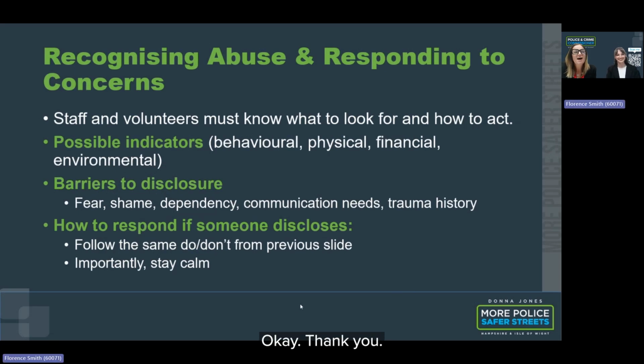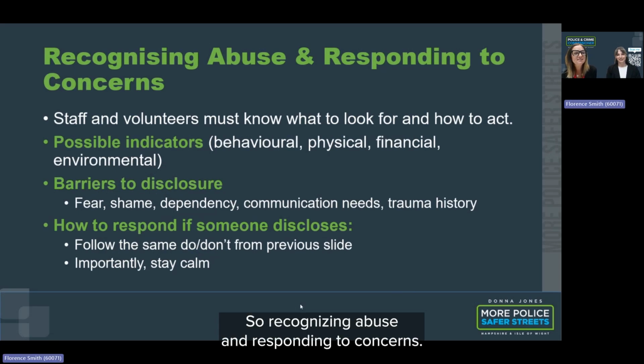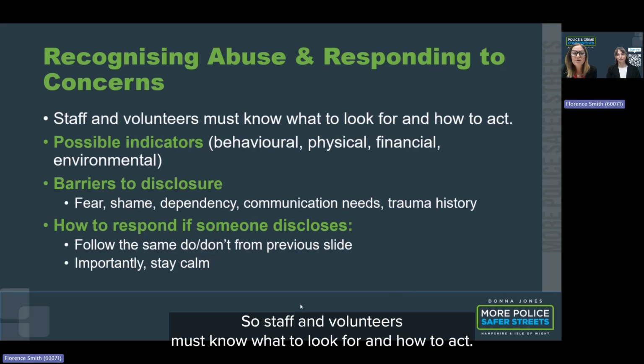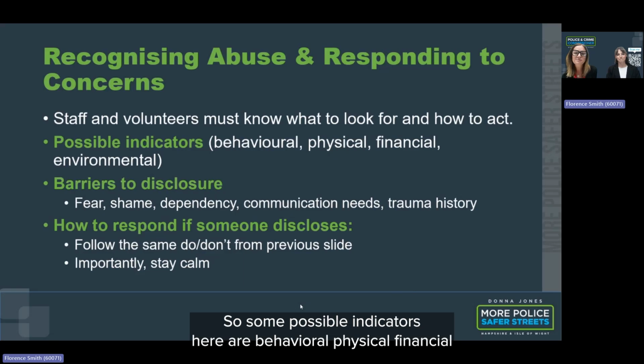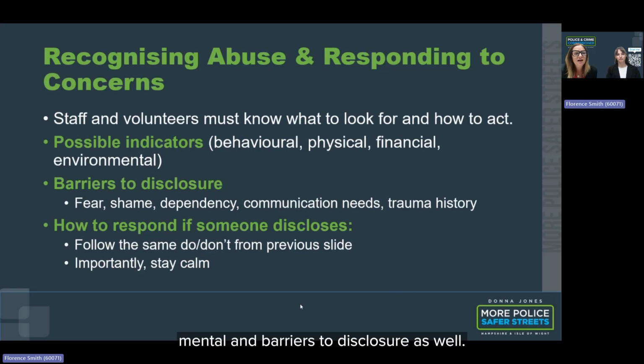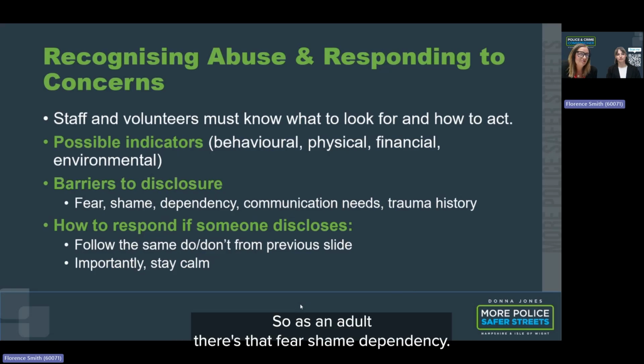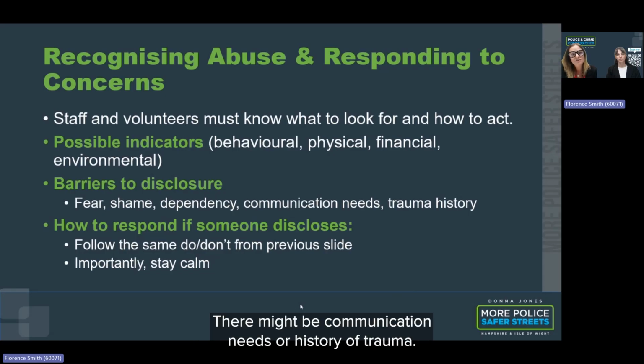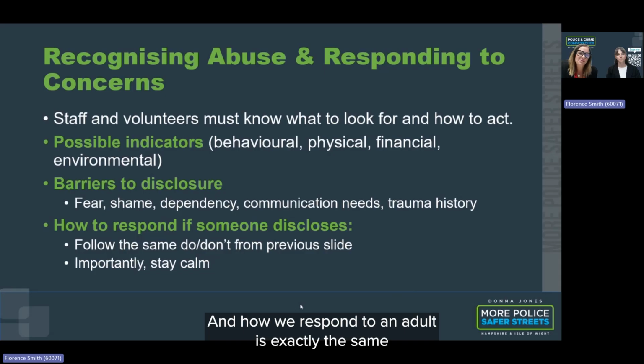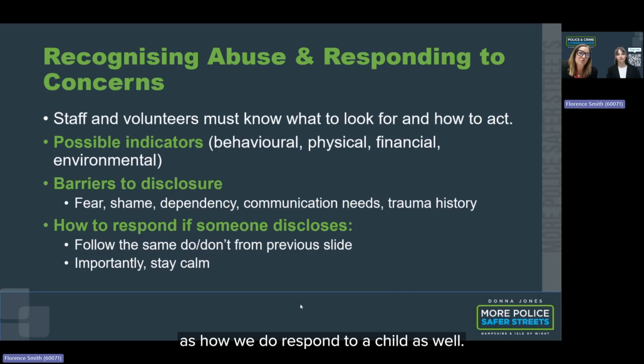Okay, thank you. So, recognising abuse and responding to concerns. Staff and volunteers must know what to look for and how to act. Some possible indicators here are behavioural, physical, financial, environmental, and barriers to disclosure as well. So as an adult, there's that fear, shame, dependency. There might be communication needs or a history of trauma. And how we respond to an adult is exactly the same as how we respond to a child as well.